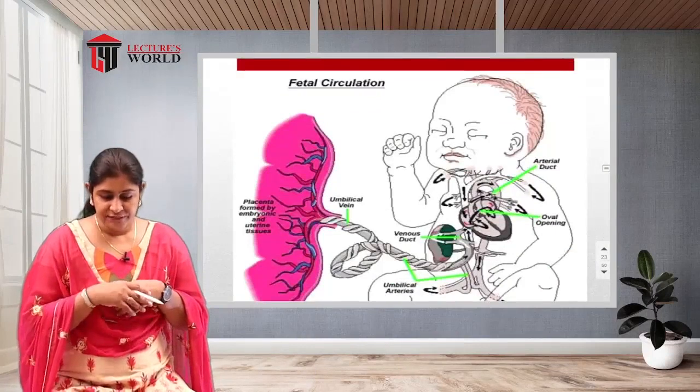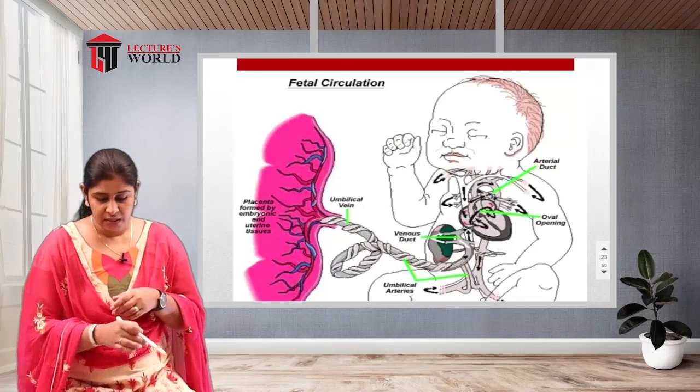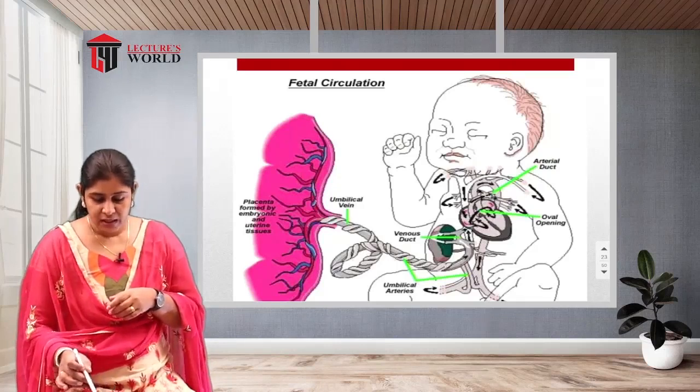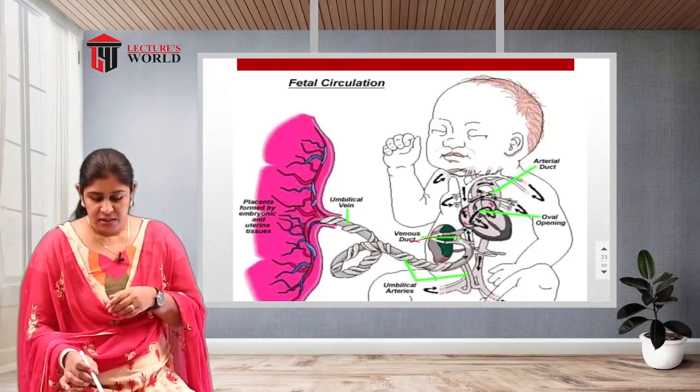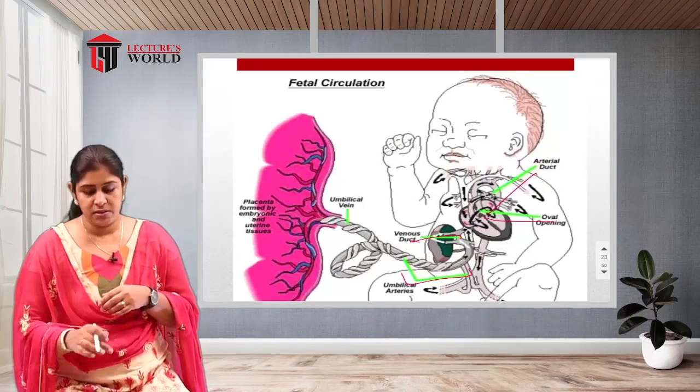So you can see this is the fetal circulation. This is the placenta, and this is the umbilical vein. This is what we call the venous duct, umbilical artery, oval opening, and arterial duct. So these are the fetal circulation.